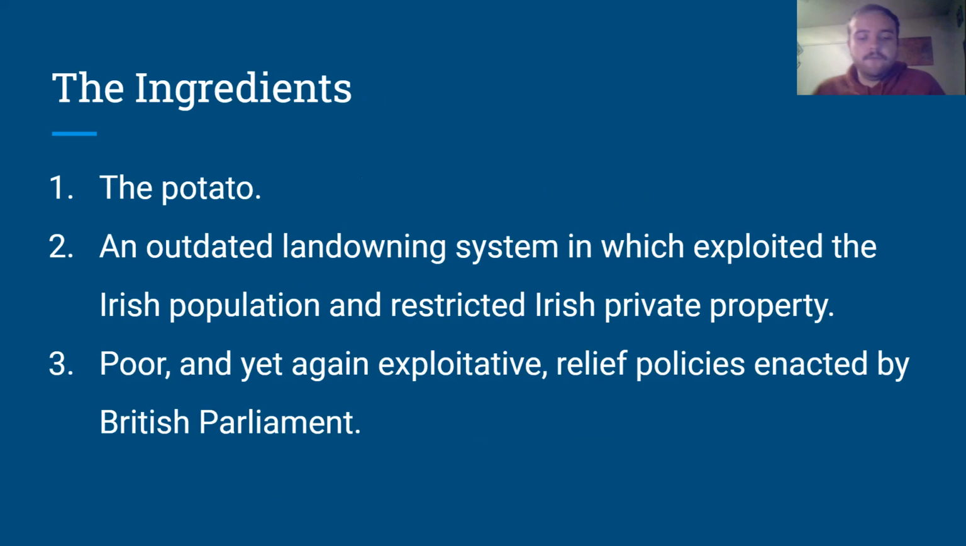Let's look at an overview of the ingredients that led to this disaster. Firstly, we have our crop, the potato, as many of you probably know, with this event sometimes being referred to as the Irish potato famine. Secondly, we have the absentee landlord system set up by British colonizers. To the point of the famine, this was an outdated landowning system which exploited the Irish population and restricted Irish private property. The final factor we discuss in class today is the apathy held by the British Parliament for conditions of Irish people under British rule. Observing some of the exploitative actions by major British figures, as well as making some connections to religious connotations.